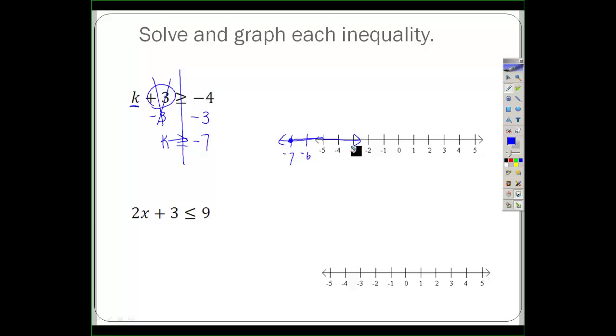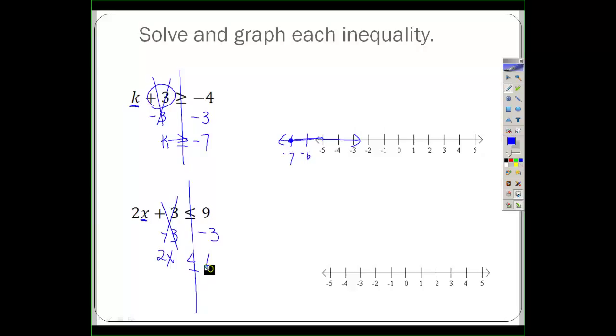So let's look at the next one. Once again, I want to get the variable all by itself. I'm going to subtract 3 again. I always add or subtract first, multiply or divide second. So I'm going to subtract 3 from both sides. The reason I did that was to cancel out that 3. I just want this x all by himself. Now that I don't have any 3's left, I'm left with a 2x. The sign didn't change because I didn't multiply or divide by a negative. 9 minus 3 is 6. So this is my new inequality.